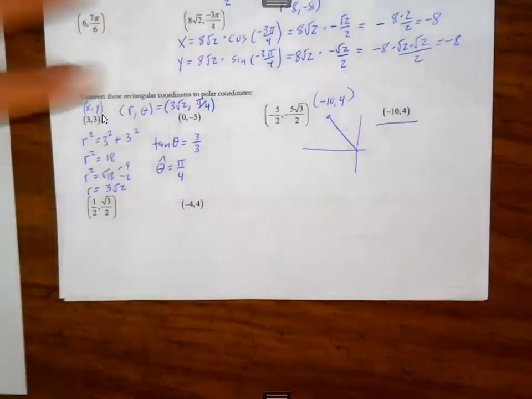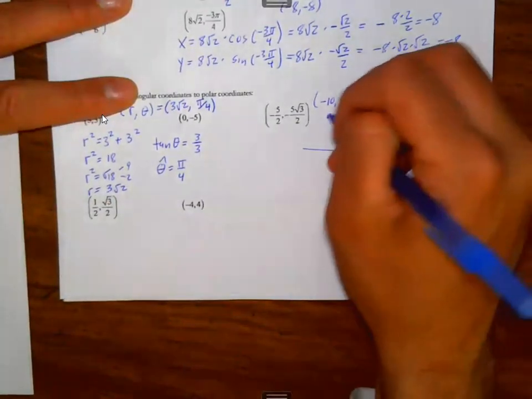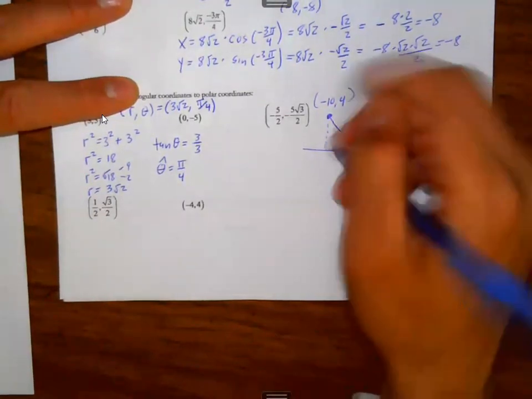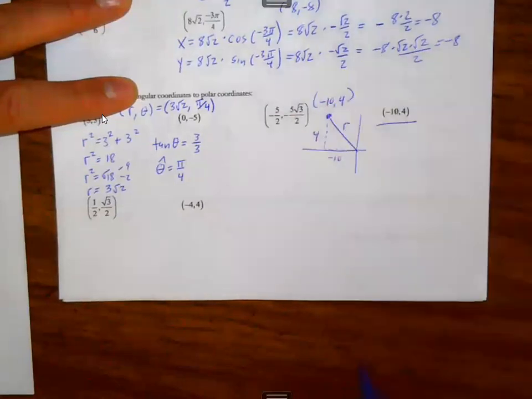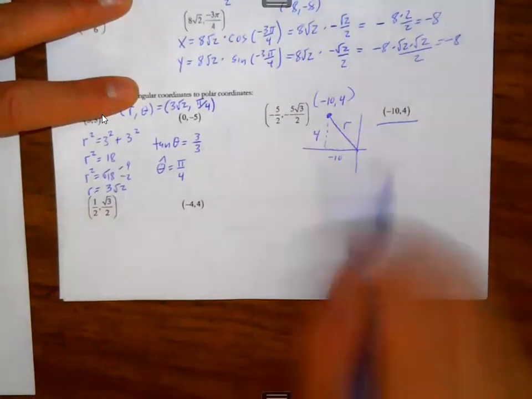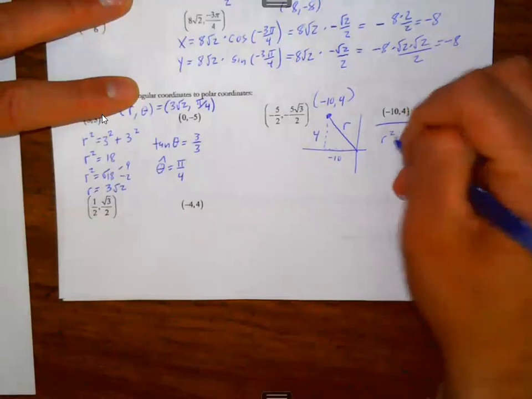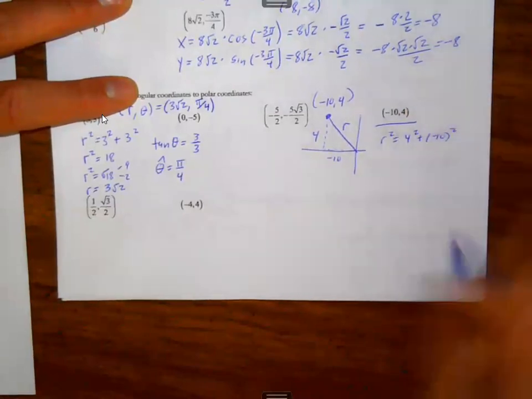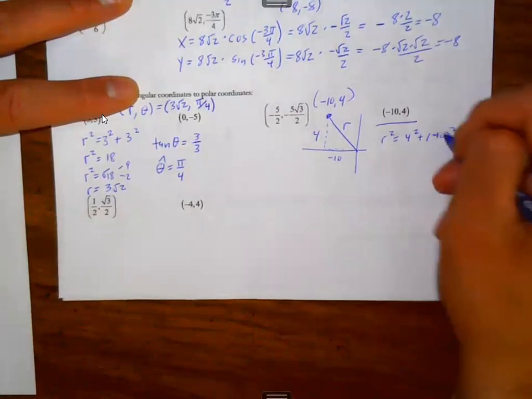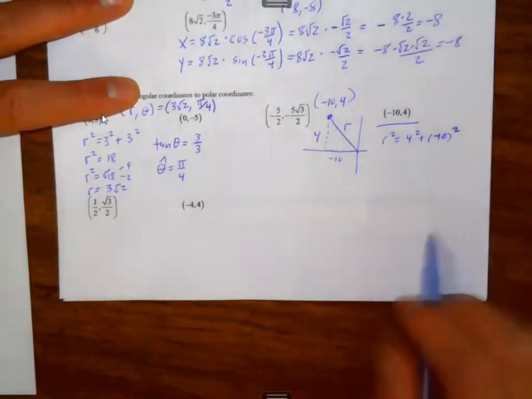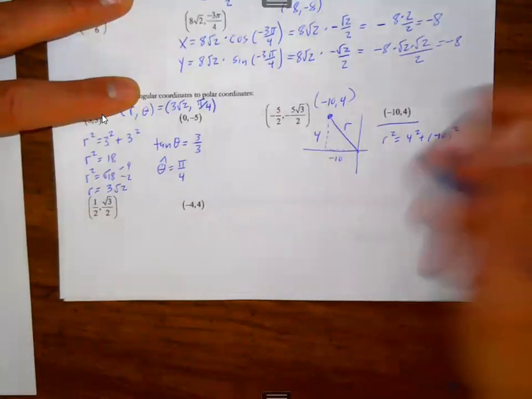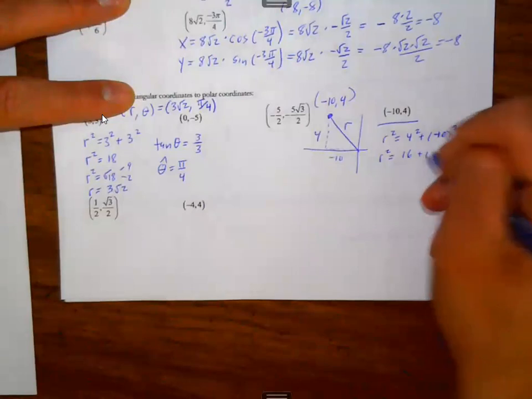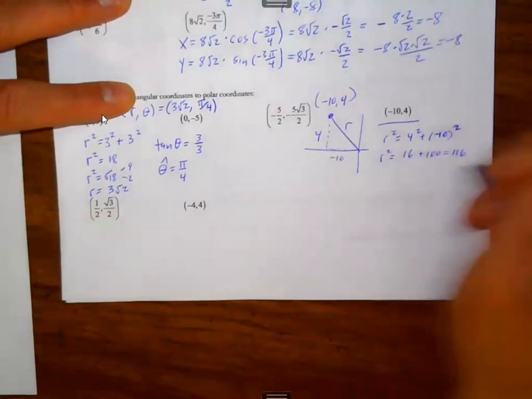To find r, which is the distance that point is from the origin or the pole, you could do the Pythagorean theorem. So r squared is equal to 4 squared plus -10 squared. Make sure you put that in parentheses, because that should come out to be 100, not -100, because we're squaring that whole side length. So we get r squared is equal to 16 plus 100, which is 116.